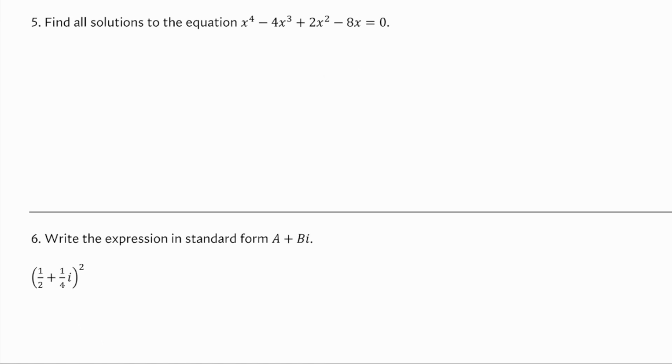All right, all solutions to the equation. We're going to solve this one by factoring. Yeah, I see four terms. 1 to 4 is the same, or 1 to negative 4 is the same ratio as 2 to negative 8. I'm seeing a greatest common factor, though, so I'm going to start with that.